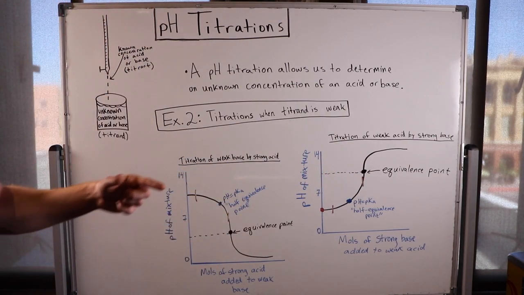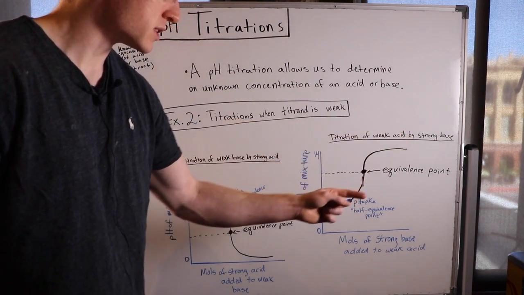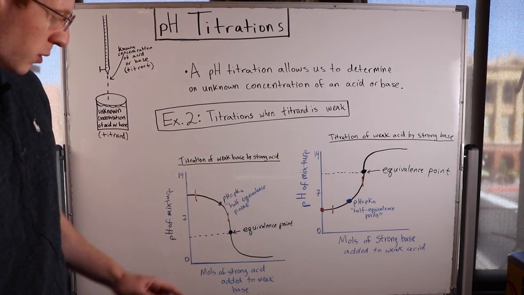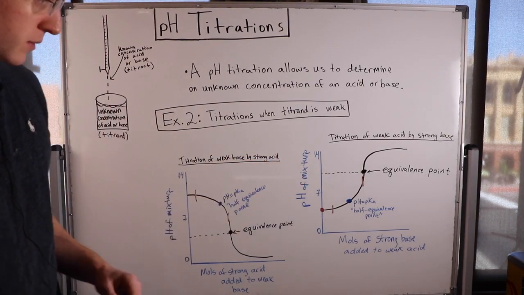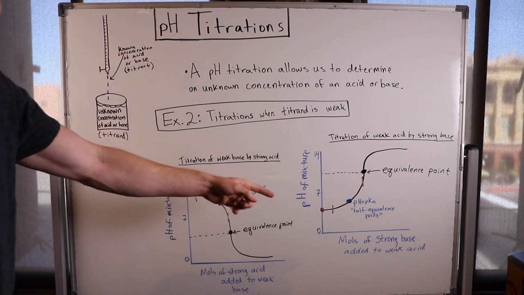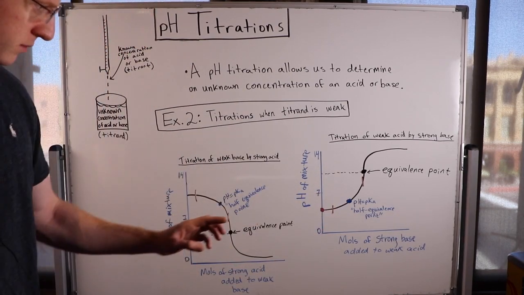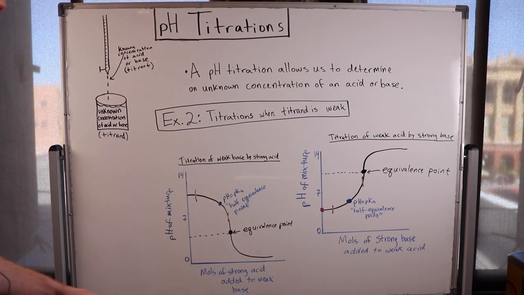And whenever you're titrating a weak acid by a strong base, the pH at the equivalence point will be greater than 7, okay? And again here, you have a half equivalence point where the pH equals the pKa.